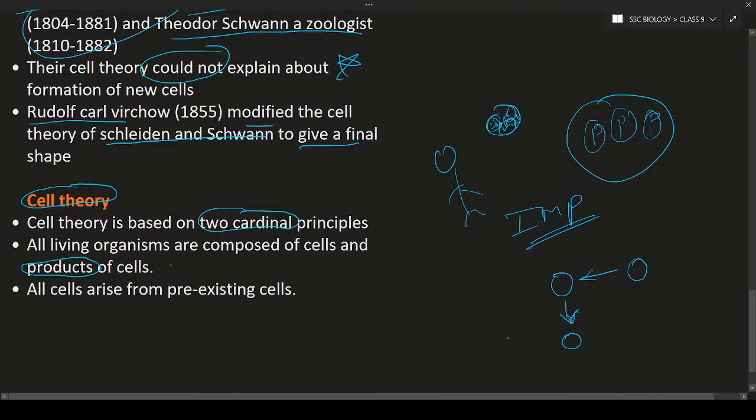It means the mother of the cells. So this is the parental cell. When the parental cell divides, what are they going to form? They are going to form the daughter cells. These are the parental cell and these are the daughter cells. Again they are going to divide, and they are going to produce even more daughter cells. So in this way the cell theory explains the formation of new cells.